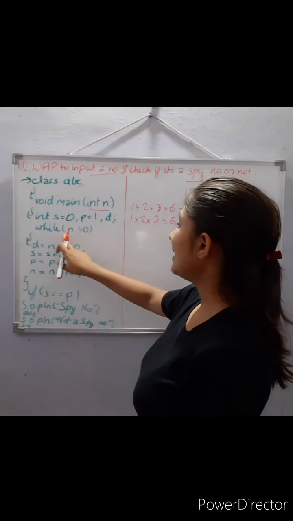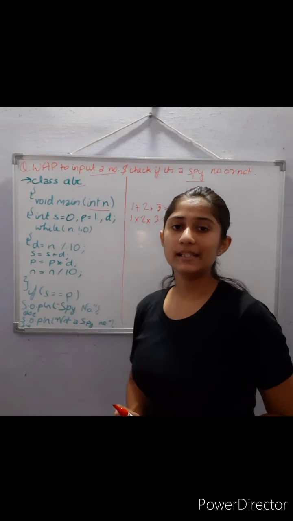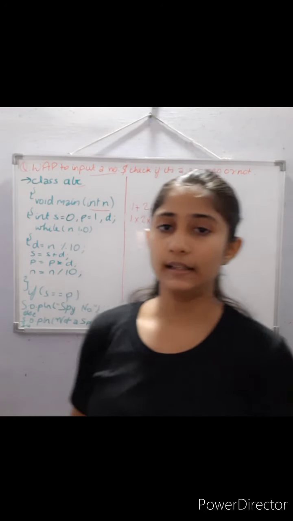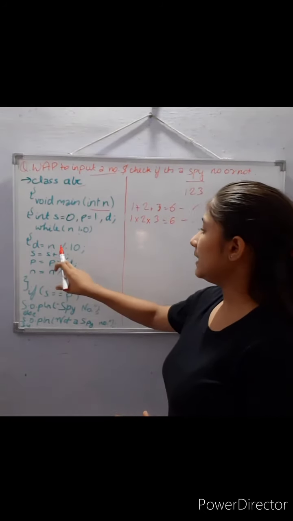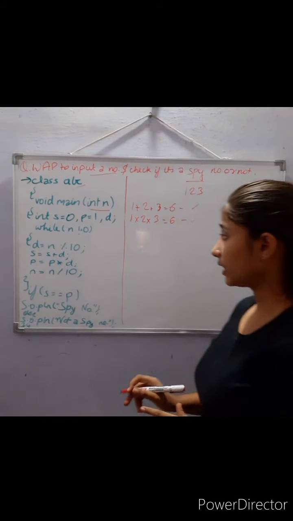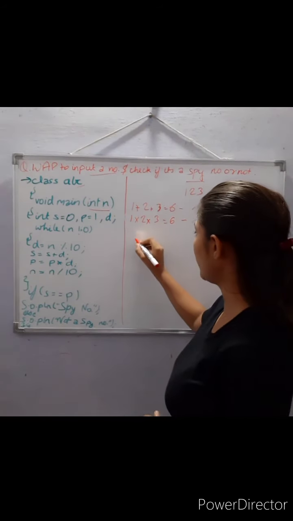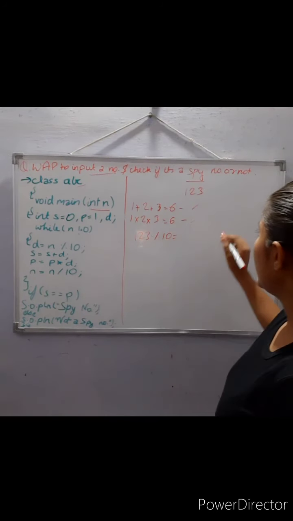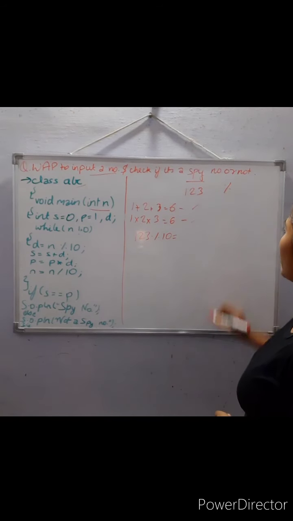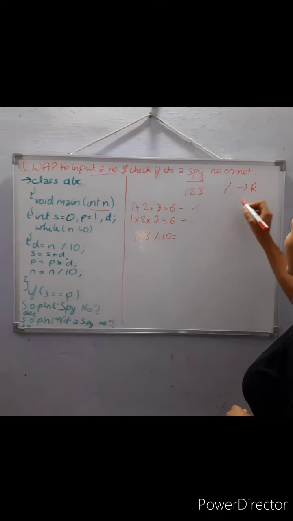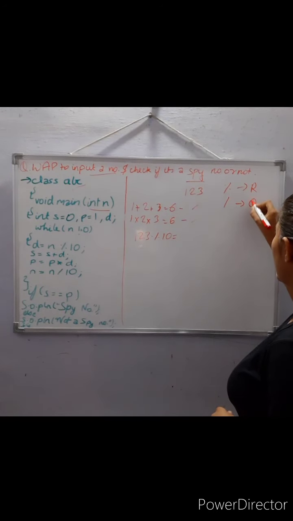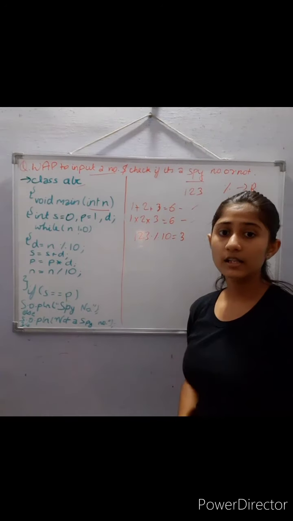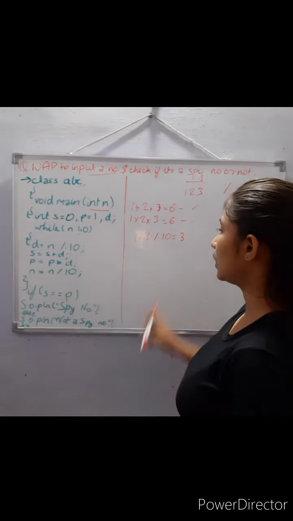Now, while n is not equal to 0, this means that as soon as the value of n reaches 0, the program will stop running. Okay. Now, d is equal to n modulus 10. So, for example, if n was number 123, modulus 10. You might already know that the sign of modulus gives us the remainder, whereas the sign of a divisor gives us the quotient. Now taking out the remainder, 3. Okay, so we get that d is equal to 3.